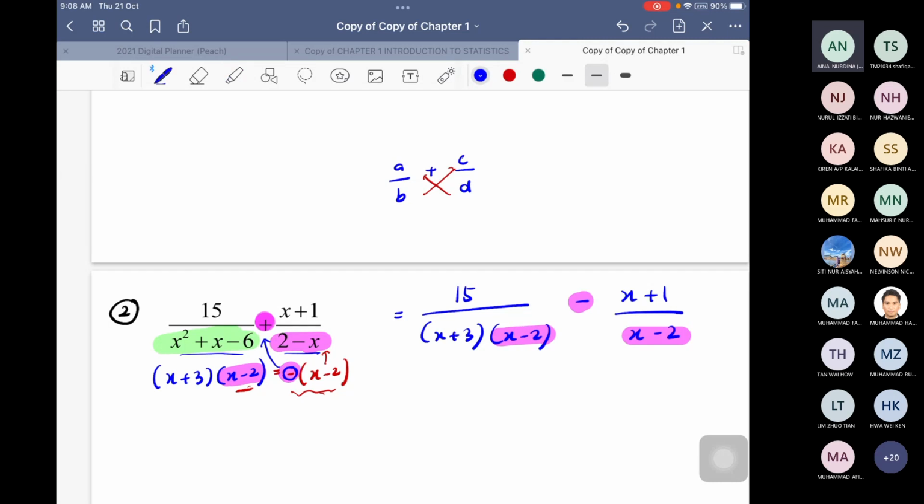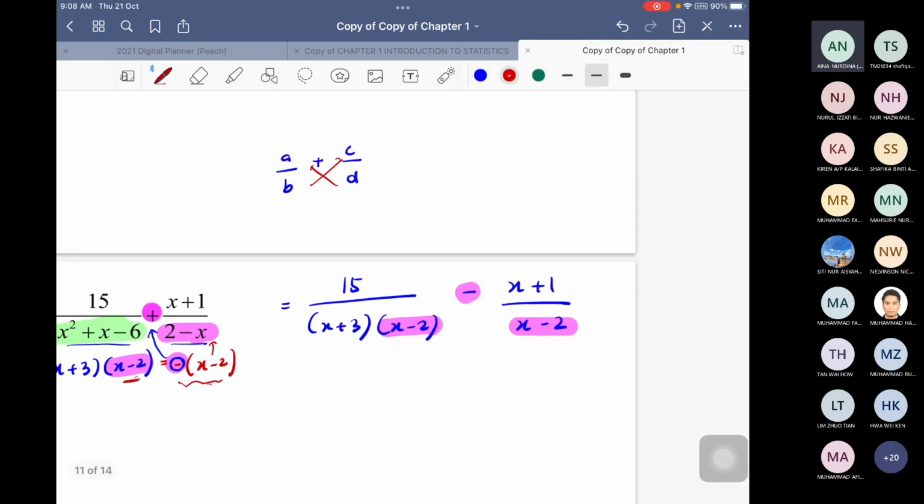So when we multiply, you don't have to multiply by the whole thing. You just need to multiply top and bottom by x tambah 3 only. So the top is multiplied by x tambah 3, so the bottom is also multiplied by x tambah 3. So therefore now our equation will become, with the same denominator, x tambah 3 darab dengan x tolak 2.